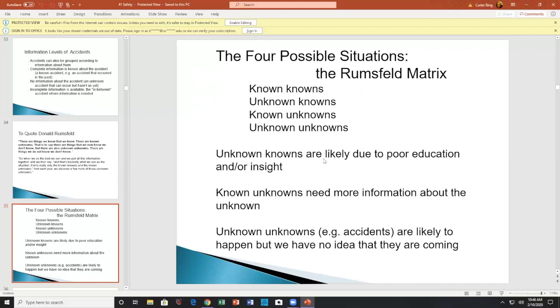Unknown unknowns are likely due to poor education insight. Unknown knowns are likely to be due to poor education insight. Known unknowns need more information about the unknown. Unknown unknowns are likely to happen. We have no idea that they're coming, right? So it's very important to recognize that.